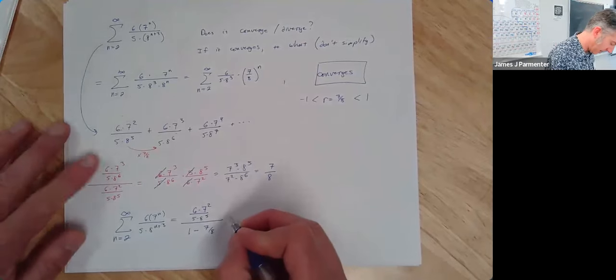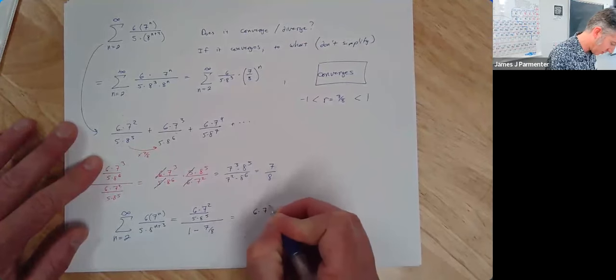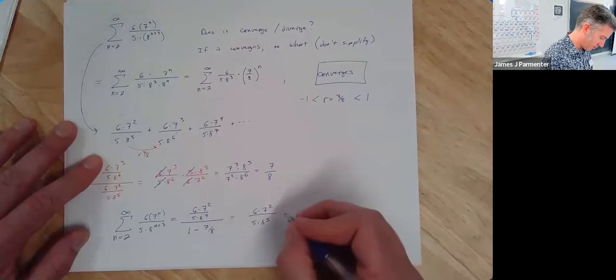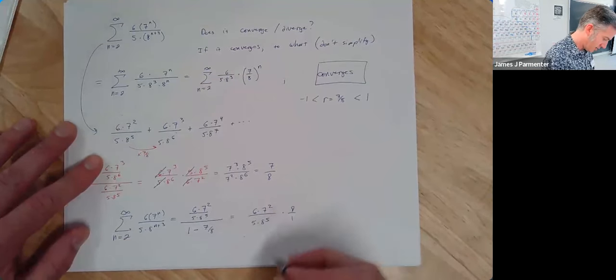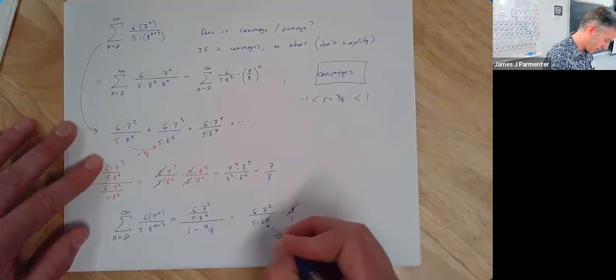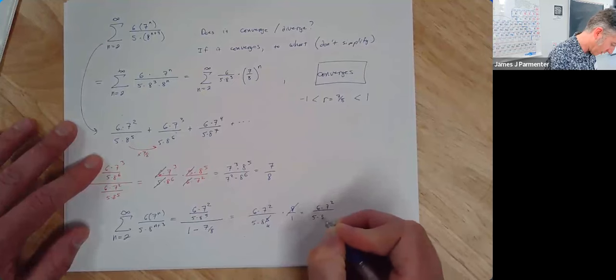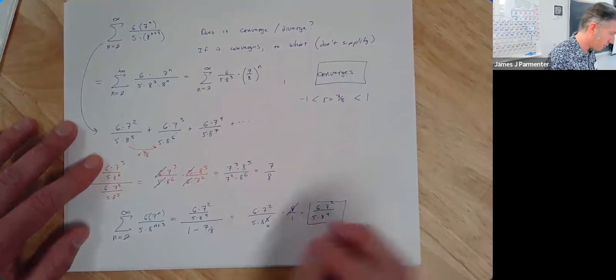I guess we could simplify this. This is 6 times 7 squared over 5 times 8 to the 5th. Dividing by 1/8 is like multiplying by 8 over 1. So you can cancel an 8 here and an 8 here and get 6 times 7 squared over 5 times 8 to the 4th. And I would not do any of those there.